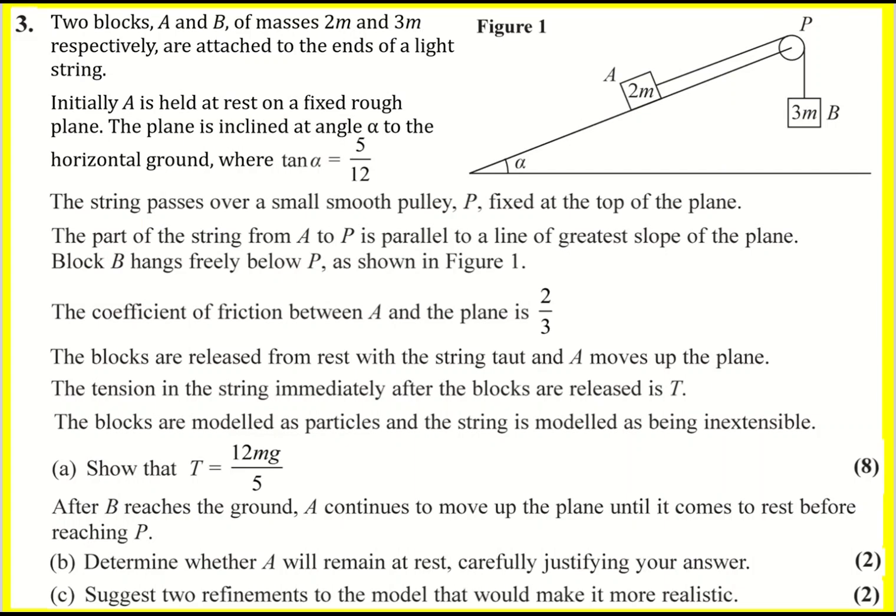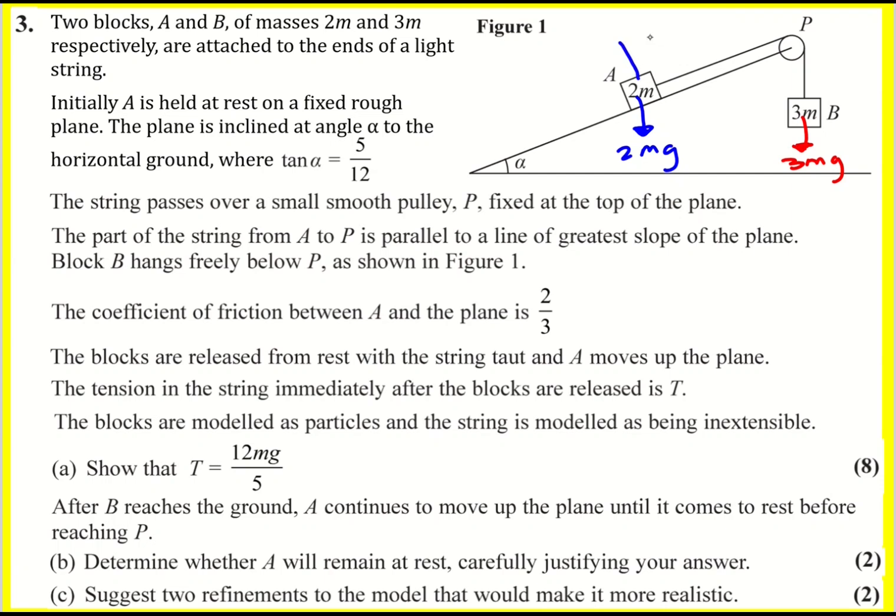A and B are attached to the ends of a light string. They're on this slope. Let's start getting some forces down as we go. This is going to be 2mg, the weight experienced by A. And here on B, it's going to experience its weight of 3mg.